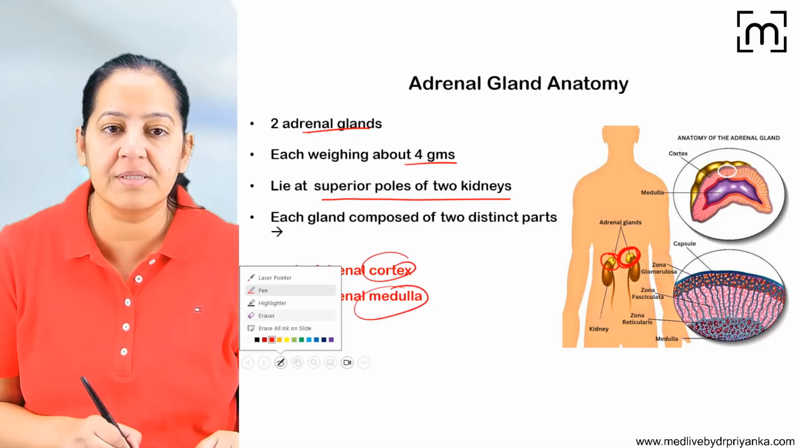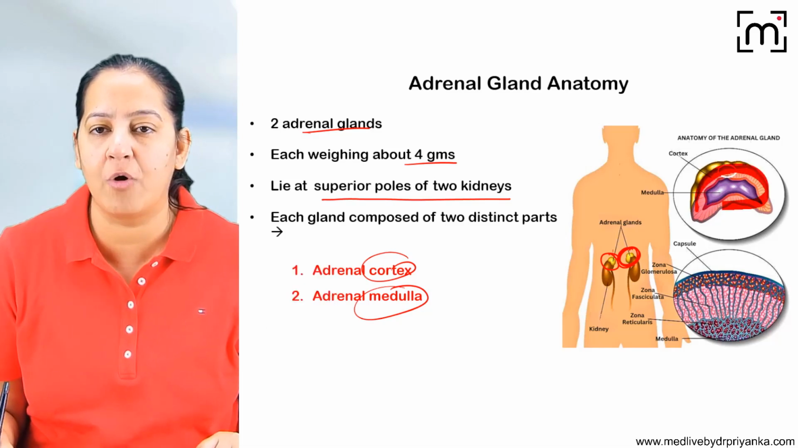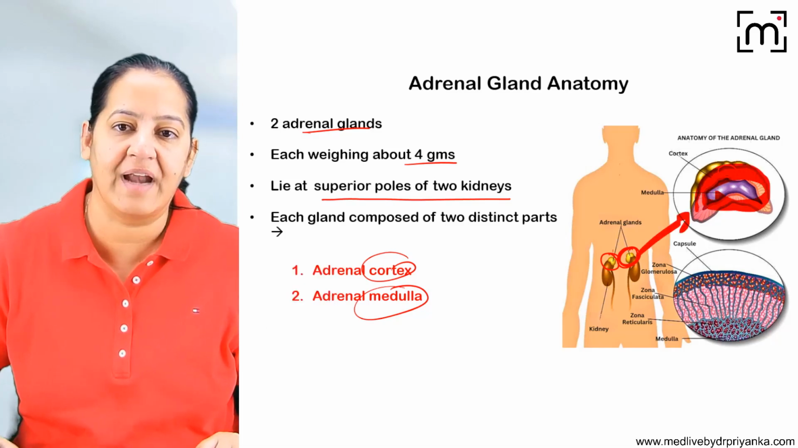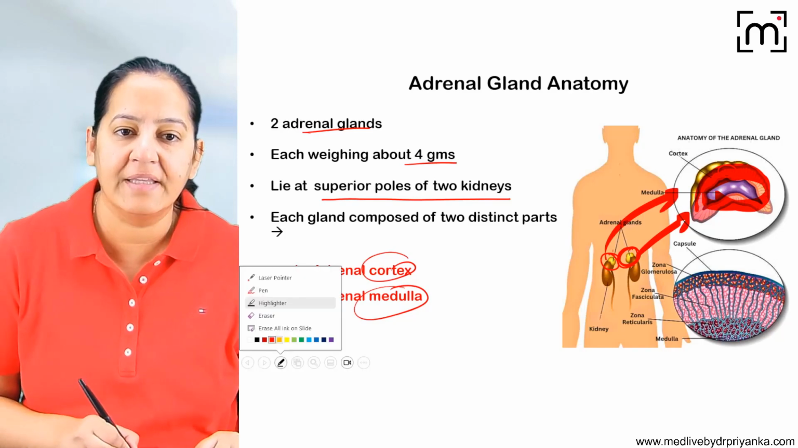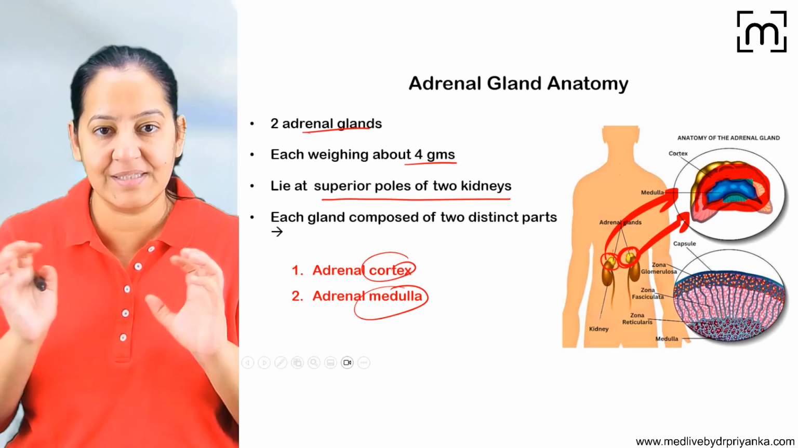So the outer portion is cortex. Let me show you. The outer portion of the gland is cortex. Can you see the outer portion of the gland? In each gland, the outer portion is cortex and the inner portion is medulla. So outer is cortex, the inner is medulla.